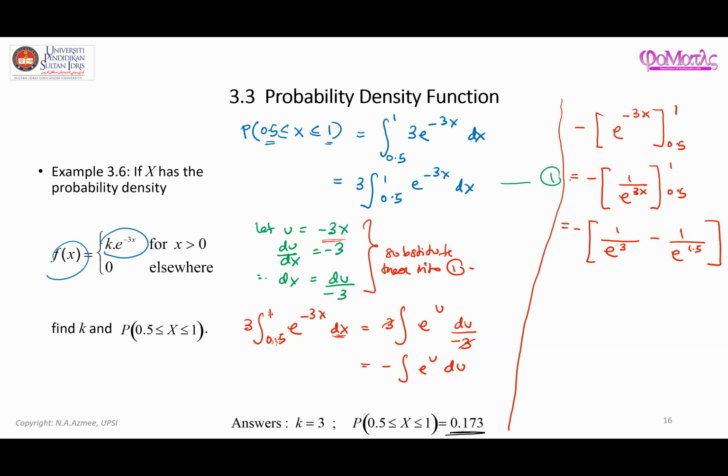So this is what you will get, and punching it into your calculator, you should get the answer 0.17334, or if you want to express it to 3 decimal places, that would be just 0.173.